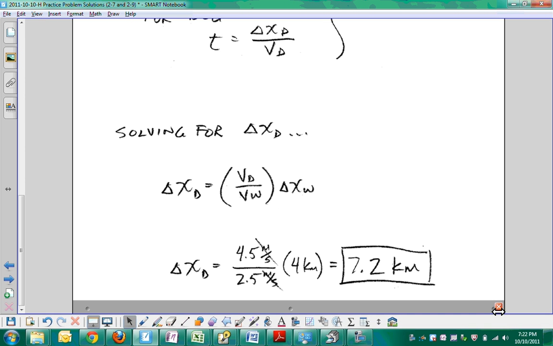All right, so plug all that stuff in. As I said, those are all known quantities. Total delta x for the dog is equal to 4.5 meters per second, the velocity of the dog, divided by 2.5 meters per second, the velocity of the woman, multiplied by the distance that the woman ran, 4 kilometers. Okay? So notice again that units cancel out just like algebraic variables would. So here we end up with a dimensionless ratio of 4.5 over 2.5, or 9/5, times 4 kilometers. 9/5 is 1.8, times 4 is 7.2 kilometers, the total distance that the dog runs during the time that it takes the woman to get down to the river.